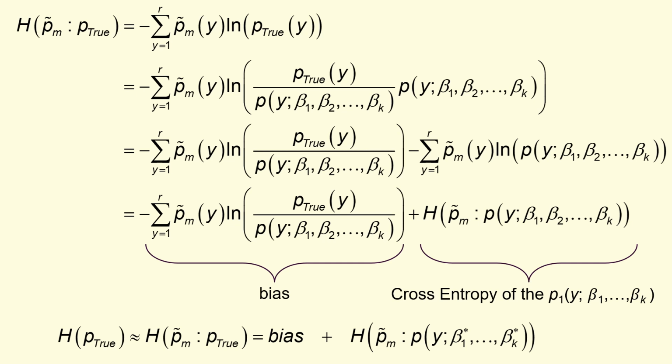And notice that the true entropy is approximately the cross entropy of the empirical with respect to the true, because as m goes to infinity, the empirical converges to the true. And therefore, the true entropy is approximately the bias plus the cross entropy of the empirical with this model. And that cross entropy is a log likelihood.